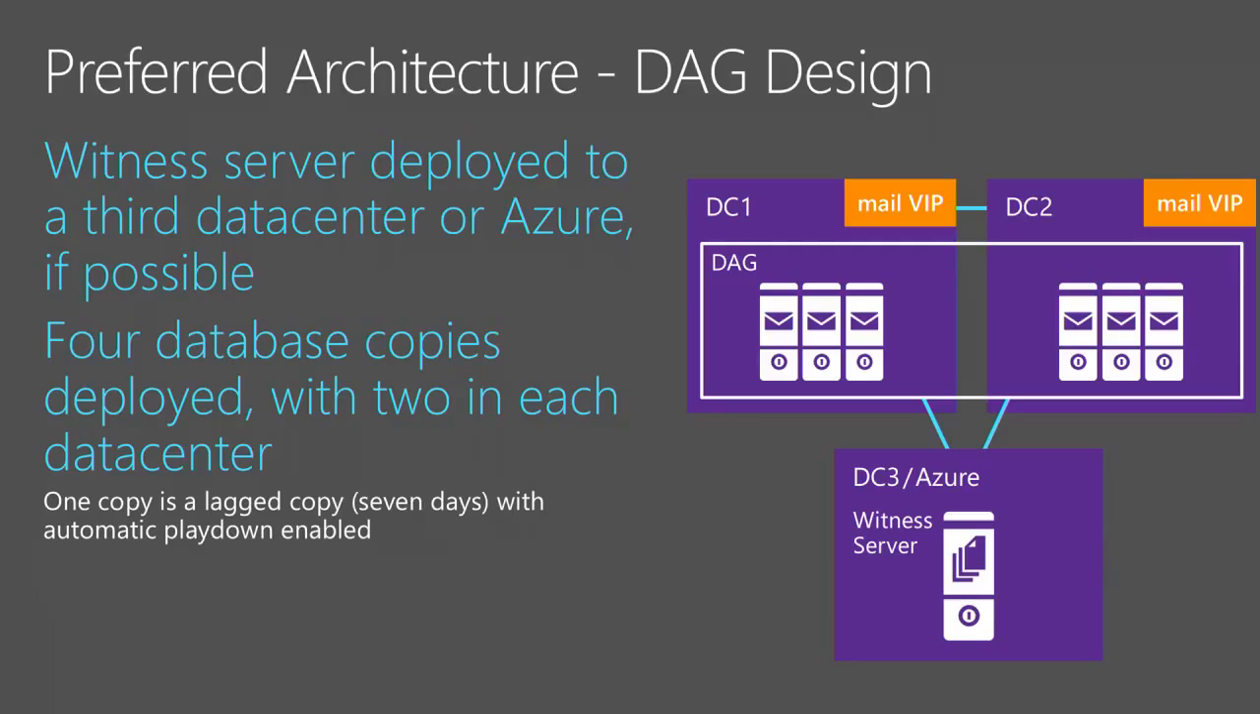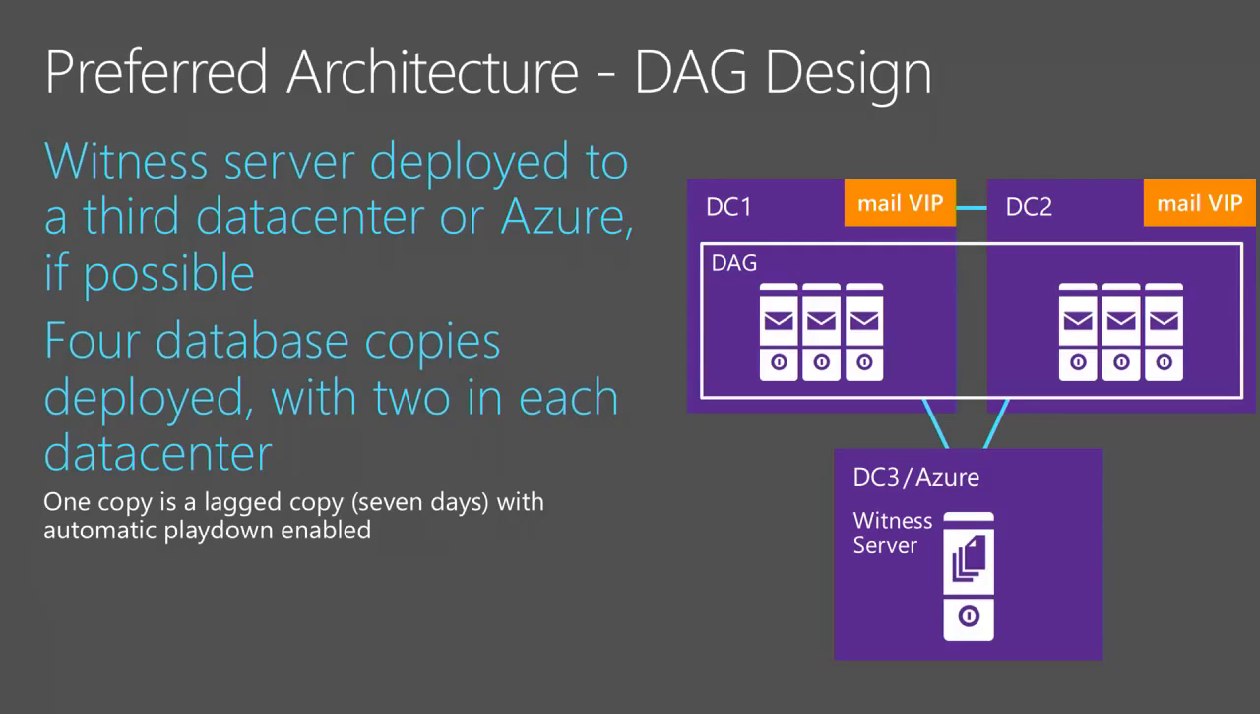You'll have a witness server. We want that witness server to be deployed in a third data center if possible. If you don't have a third location, we now support deploying it in an Azure IaaS infrastructure as well. So you could hook up both your data centers to Azure and get automatic site failover using an Azure-based witness.